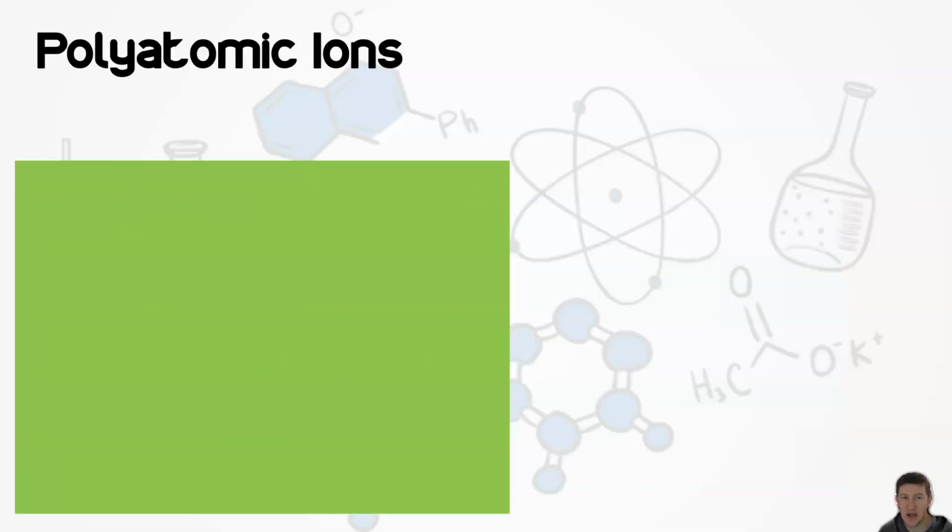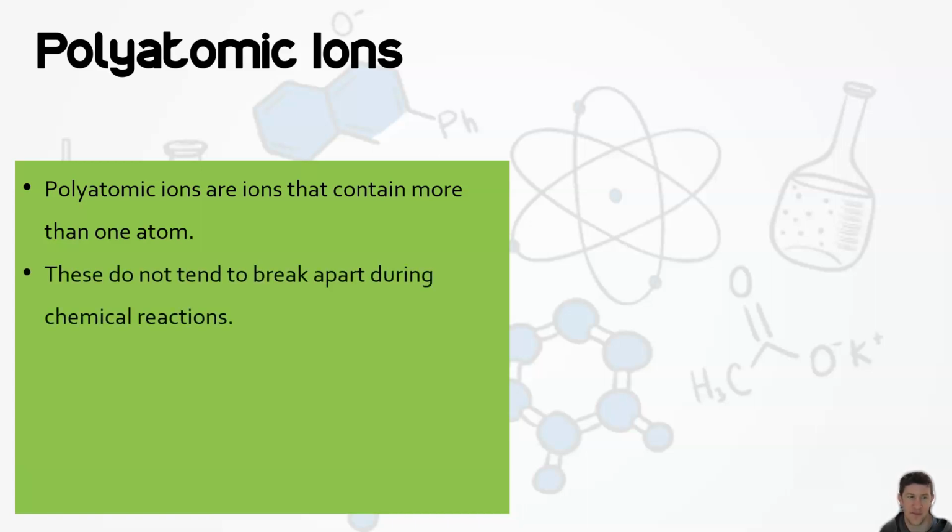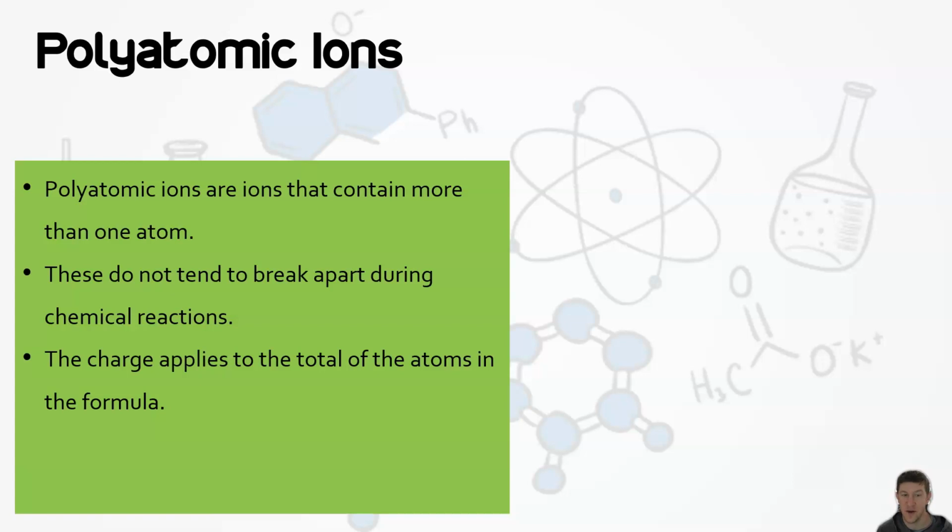So let's look at polyatomic ions. This is an ion that contains more than one atom. Poly means more than one, some number of, as when we talk about polygons. Atomic, number of atoms, so more than one atom. These don't tend to break apart during chemical reactions. The charges of them apply to the total of the atoms in the formula.